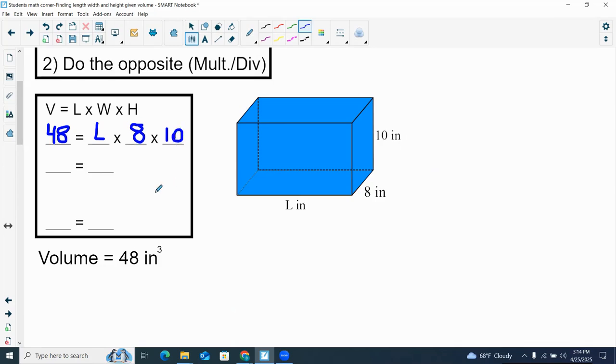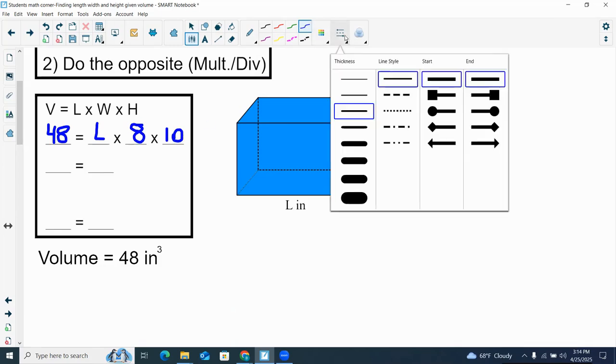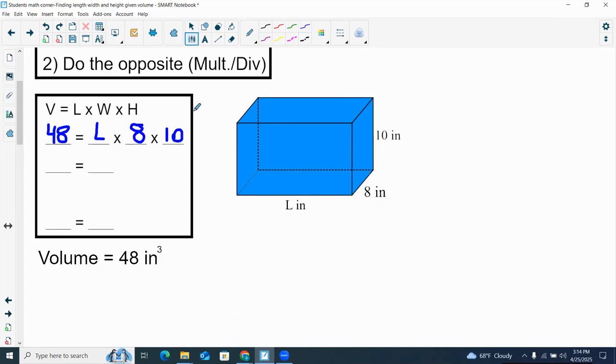So now what I need to do is I need to combine them. Okay. So what am I going to combine? Well, I'm going to combine the two numbers that I have, which is 8 and 10. So that would be 48 equals 80 L. Because 8 times 10 is 80, and then we would times that by L, which would look like this.